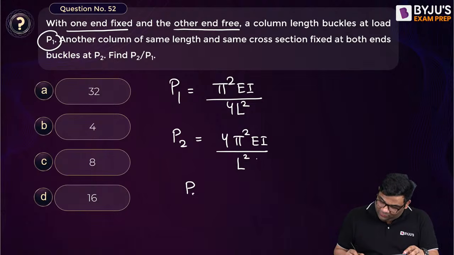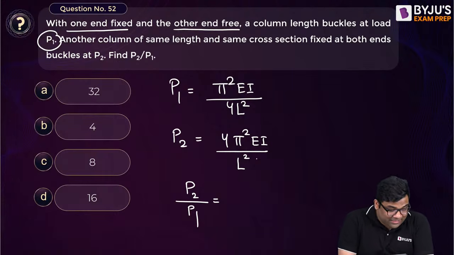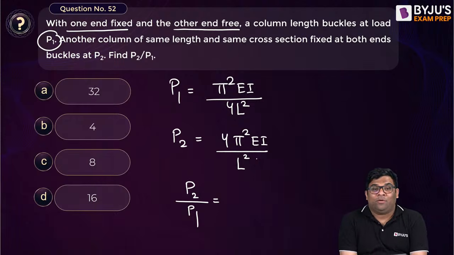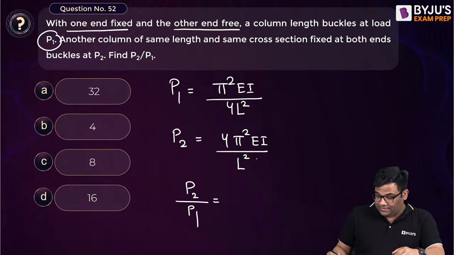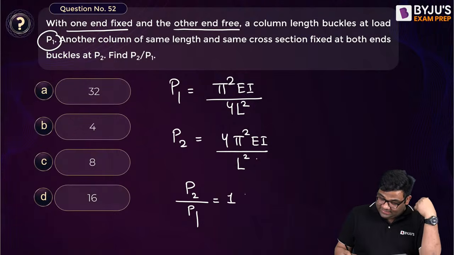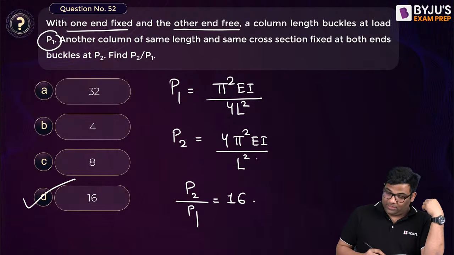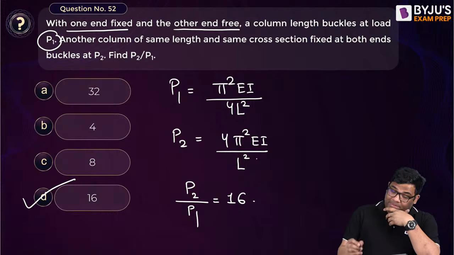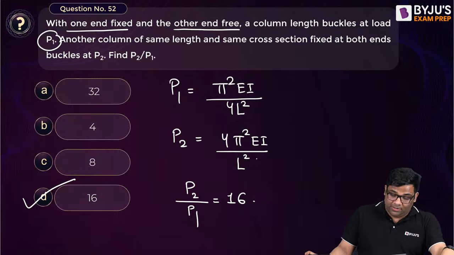So what is P2 by P1? Tell me. Very straightforward question. What is the answer to this? You see, we have revised almost all the concepts. What's the answer here, P2 by P1? Tell me. 16 or 32? Yeah, 16. You will get 16. Understood this question? From basic formulas they are going to ask these questions. If you know the basic formula, you can easily answer.